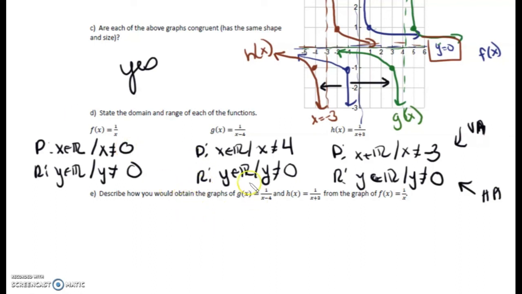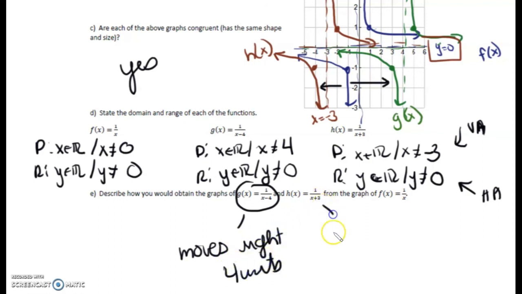Okay, so how would we describe these graphs? This graph moves right 4 units, and this graph is left 3 units.